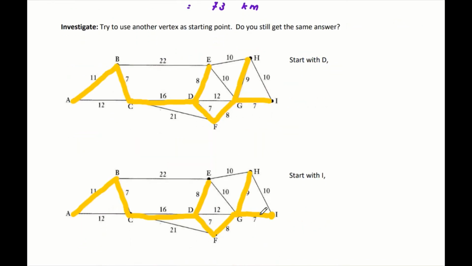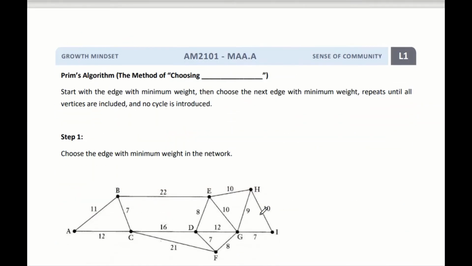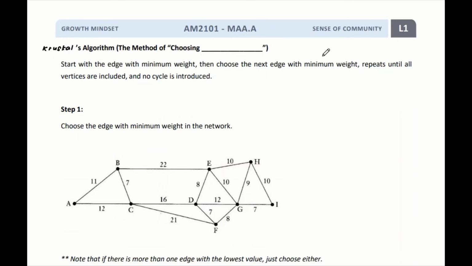Alright, so I hope that you get the first idea, which is to use Prim's algorithm, the method of choosing the vertices that give you the minimum weight. Now let's look at the second one, which will be using the Kruskal algorithm. Sorry, I'll try to change this in your handout. The second method here, Kruskal's algorithm, you can remember as the method of choosing the edges.